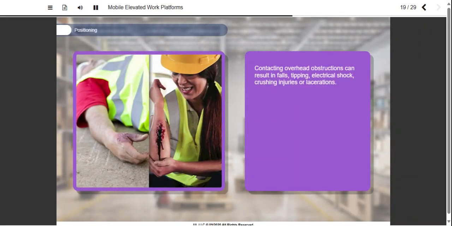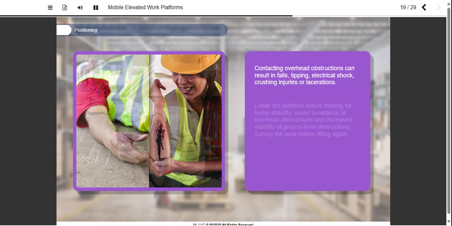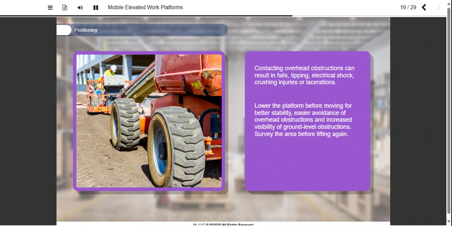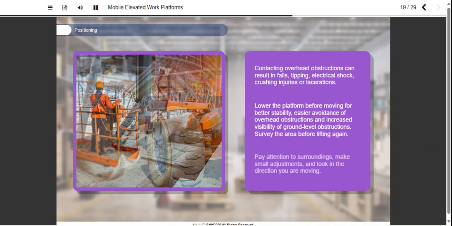Contacting overhead obstructions can result in falls and tips, as well as electrical shock, crushing injuries or lacerations. Aerial lifts should always be lowered prior to traveling. Some scissor lifts allow for movement short distances with the platform raised. However, as a best practice, always lower the platform for better stability, easier avoidance of overhead obstructions, and increased visibility of ground level obstructions. Survey the area before lifting again.